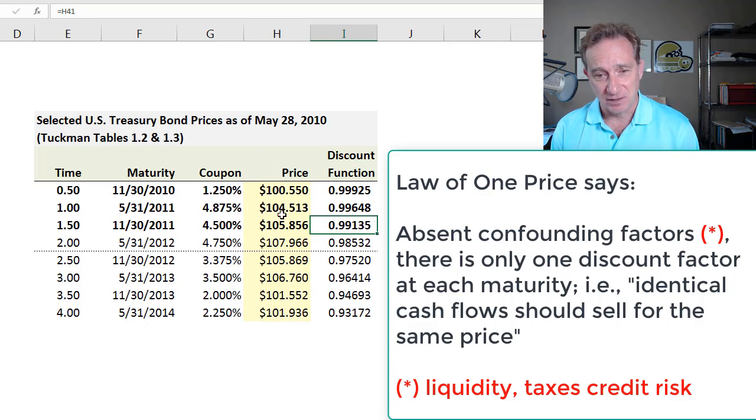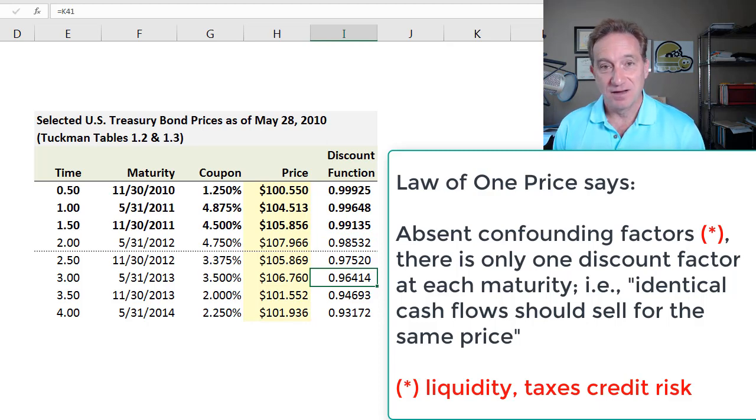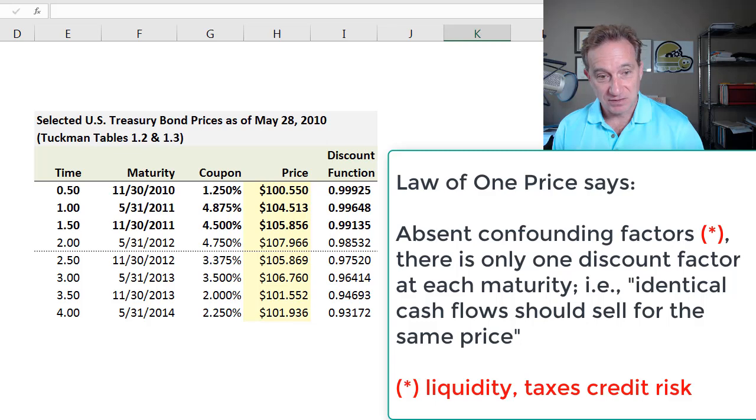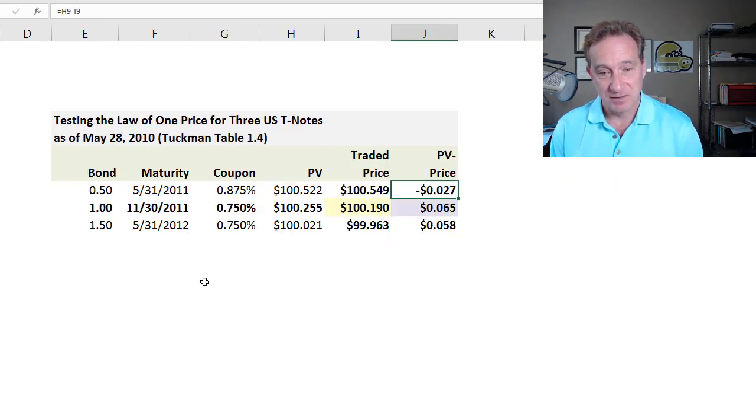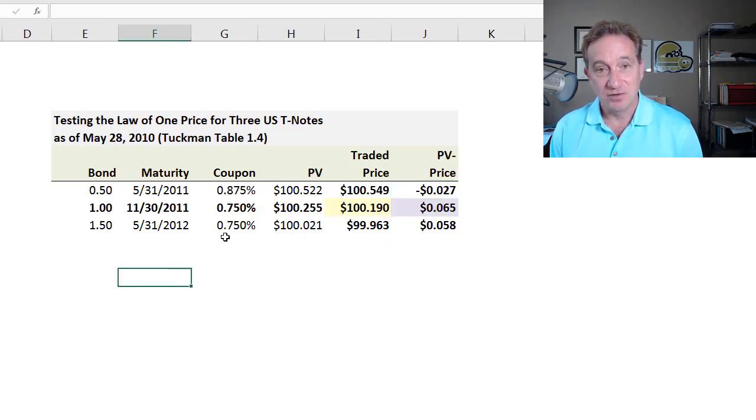So this first step here takes these observed prices to inform the discount function or set of discount factors that would allow us to compute the present value of any bundle of cash flows, and bonds, after all, are just bundles of future cash flow streams. Okay, so with that first step then, the next step in Tuckman is the observation of a discrepancy, and that's table 1.4, also of the same date.